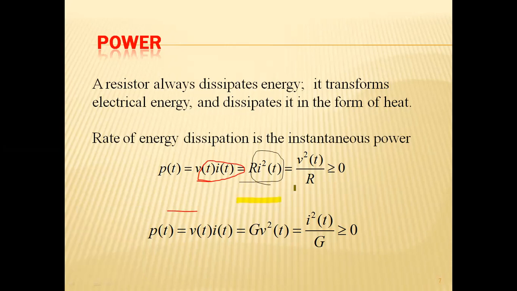And then v squared of t by R, greater than or equal to 0. As it always has a positive value, either it is equal to 0 or positive. So p of t is equal to v of t into i of t. In terms of conductance, this equation is v of t into i of t equal to G v squared of t, which is i squared of t by G, greater than or equal to 0.